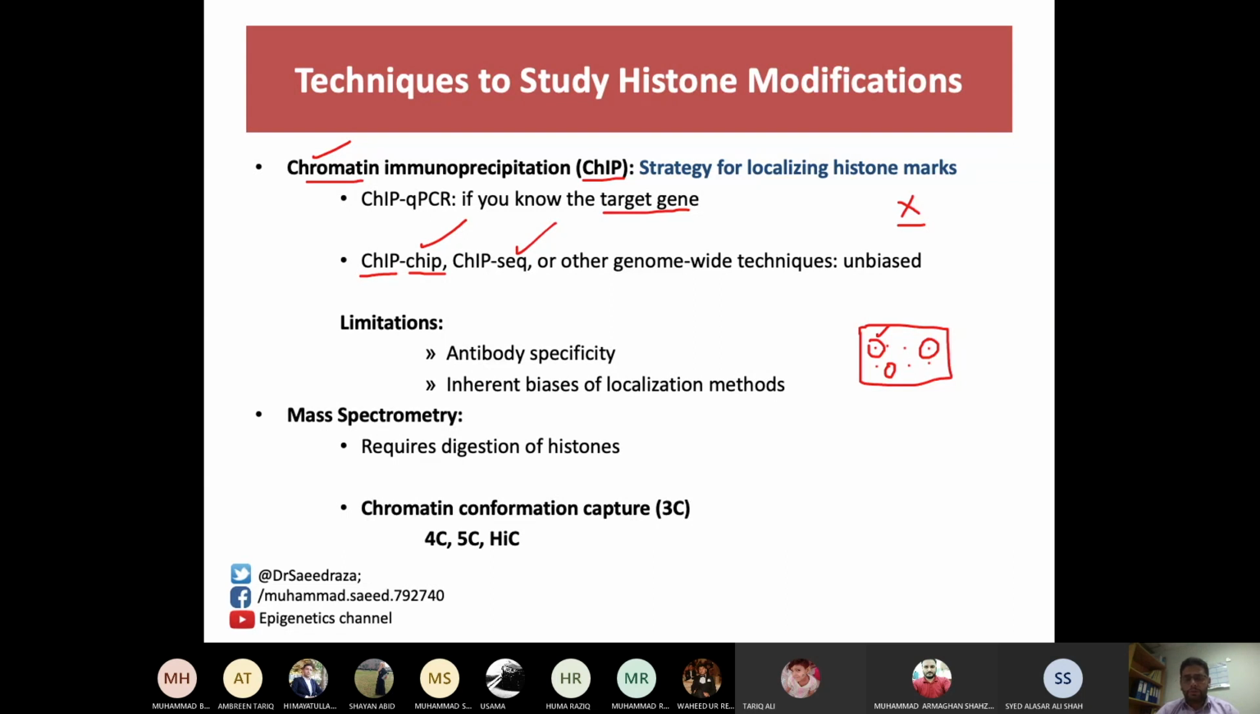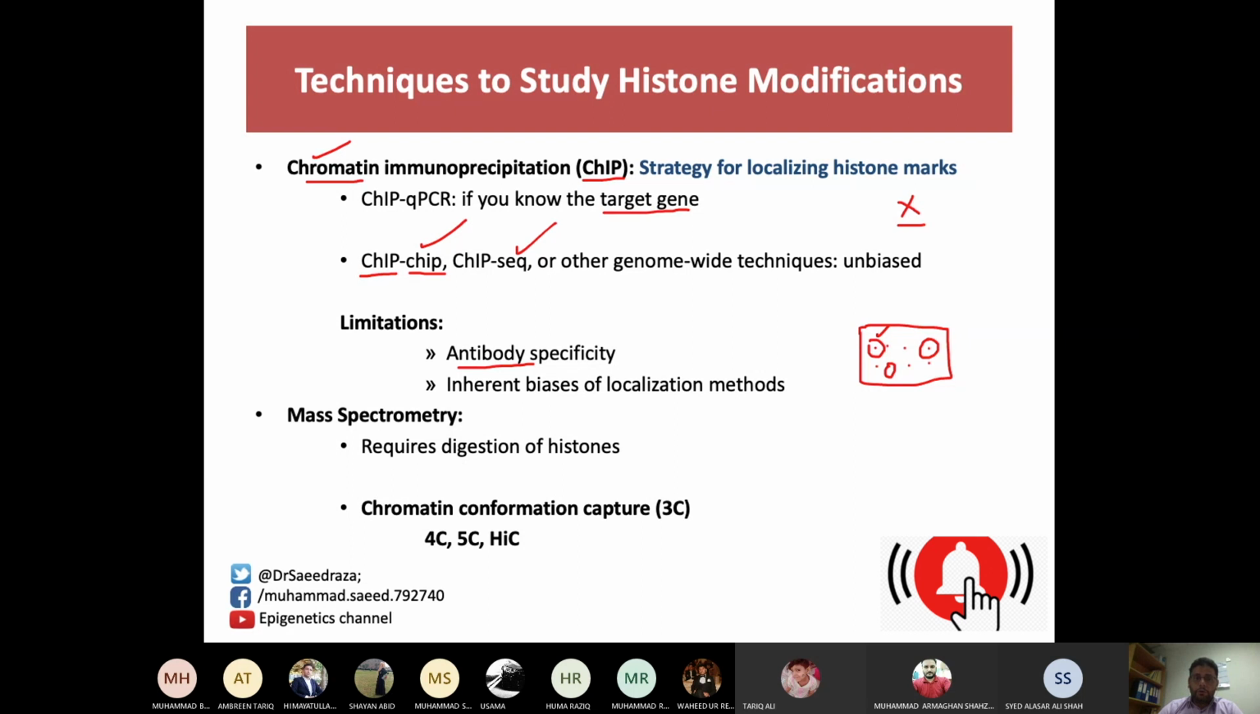For example, one of the limitations is that you always need a specific antibody to perform ChIP. If you do not have a specific antibody, you cannot make this experiment happen. There are commercial companies which could generate any antibody of your interest. Secondly, inherent bias of localization could be possible, because this technique requires multiple steps, and at each step you could be introducing different types of biases.